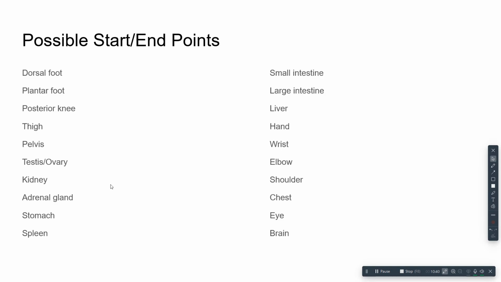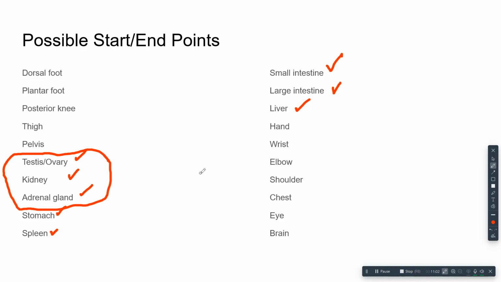Also, notice as you're thinking about things, a lot of these things go together. If I know the stomach, I also know the spleen, the large intestine, the small intestine, and the liver, because all these are going to be really simple. Testes, kidney, and adrenal gland: this group is really easy and goes together. Hand, wrist, elbow, shoulder. Notice how we have a line that we're going through right there.